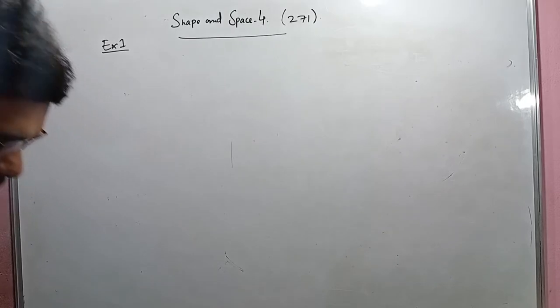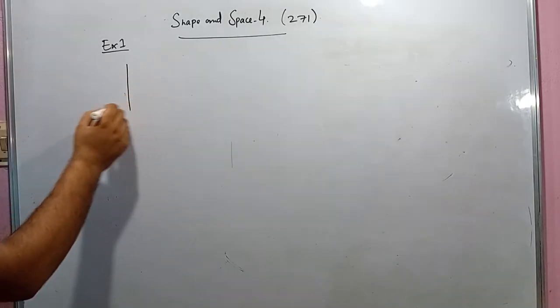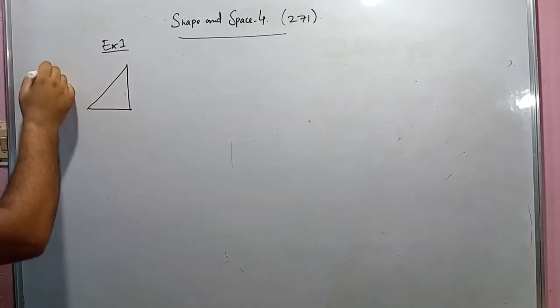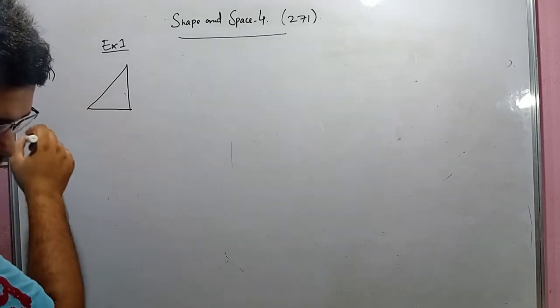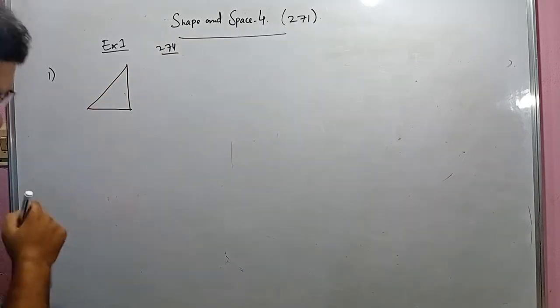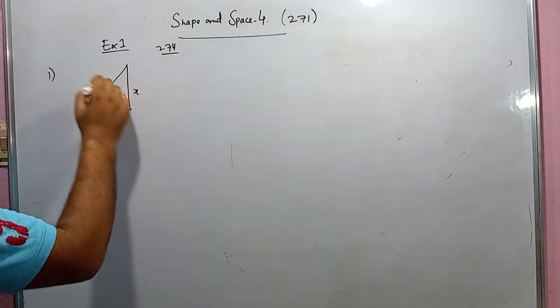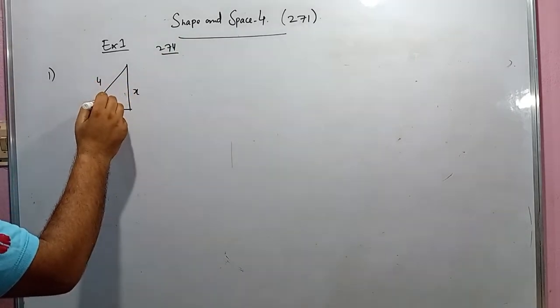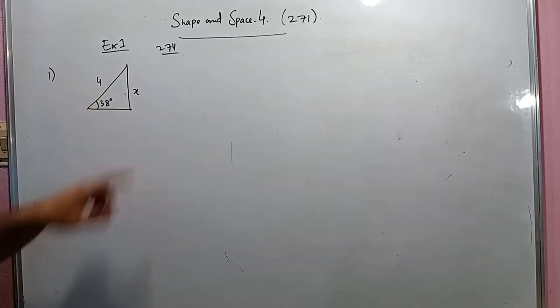Find x. The triangle is like this. The first question is on page number 274. The diagram is like this: x, this is 4, and this is 38 degrees. We need to find x.